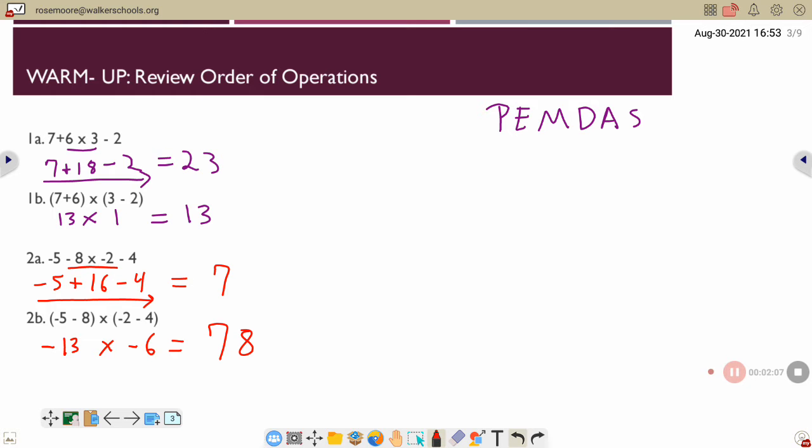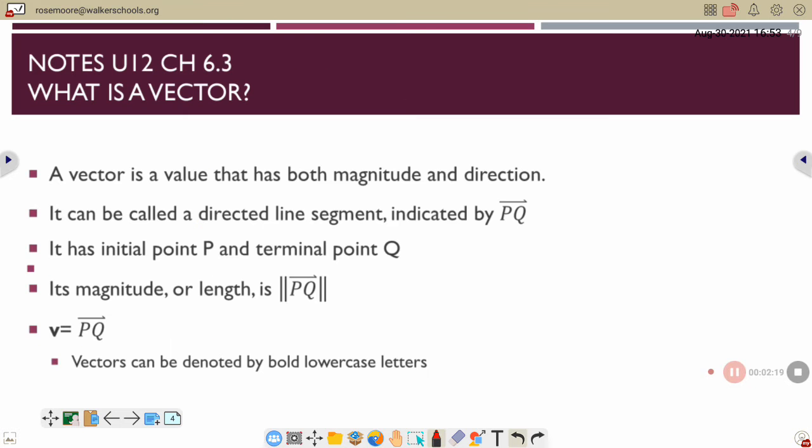All right, so PEMDAS. Yes, it is important. Parentheses, exponents, multiply, divide, add, and subtract from left to right. So here are our initial notes. Now these initial notes, of course, will be very useful to write down because they are definitions. If you need more time writing, this would be a great time to pause the video.